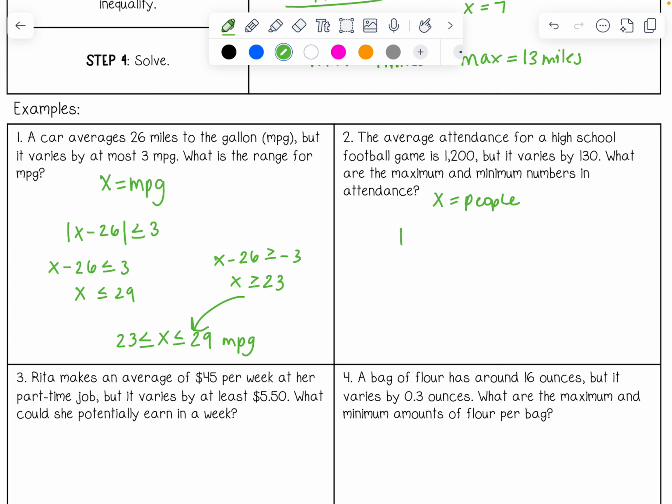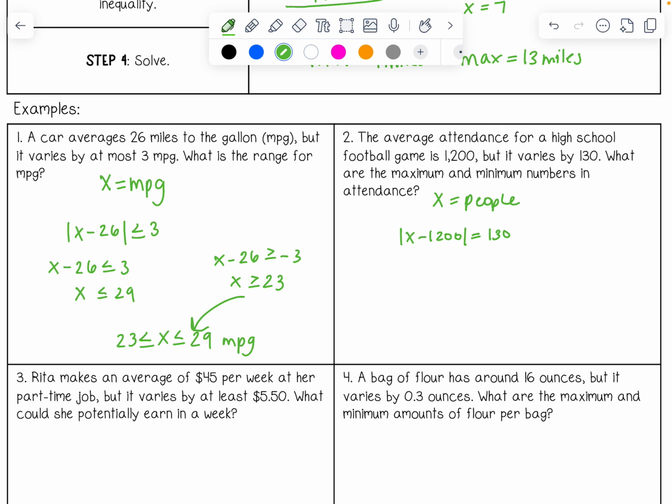So in order to get that, again, common sense would tell you that that's probably going to be 1,200 minus 130 and then 1,200 plus 130 because it varies by that much. But how do we get that with this absolute value equation? So here's how you're going to write it. X minus 1,200 is equal to 130.